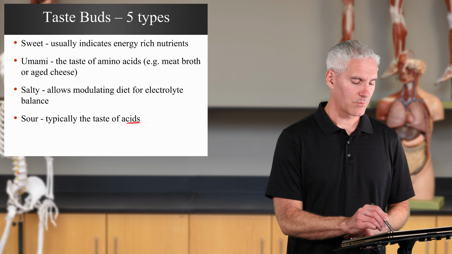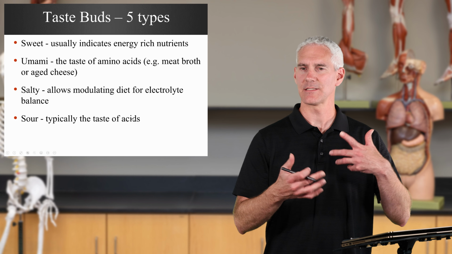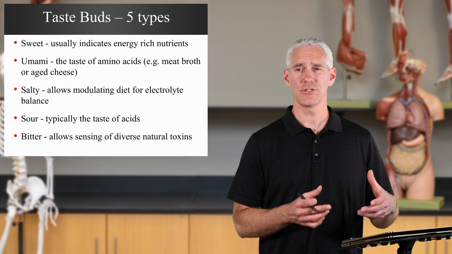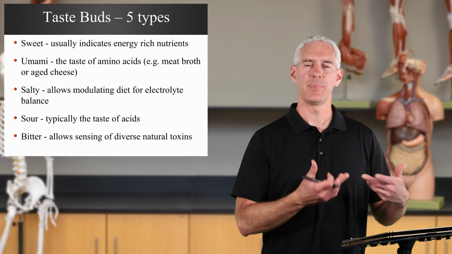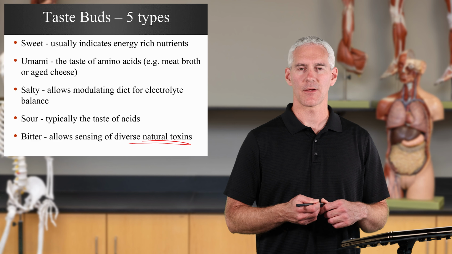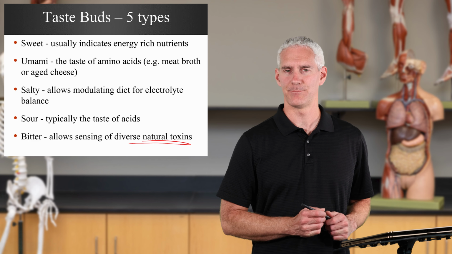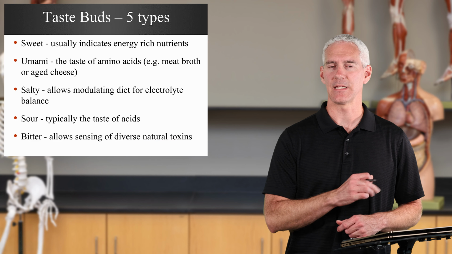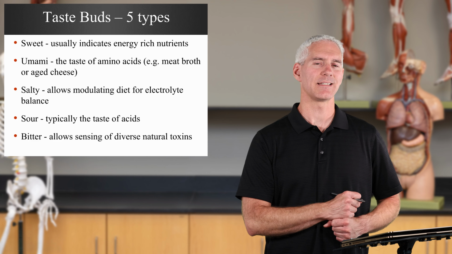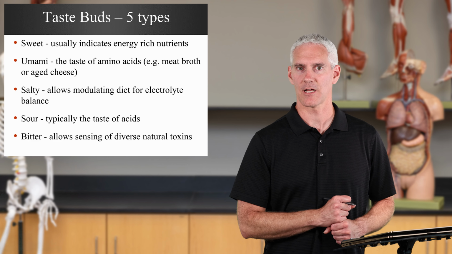Sour. Now this one's more the taste of acids in the food. So if you think about things that are sour, a lot of times they have more of an acidic aspect to it. And bitter. Now bitter, you usually don't want something that's bitter because bitter is usually more associated with different types of toxins. If something's bitter and you're not expecting it to be bitter, usually you're realizing something's not right, that might be bad. So something you should not be eating. It's a kind of natural defense your body has built in. So the 5 different types of taste buds housed within those 3 different types of papillae.